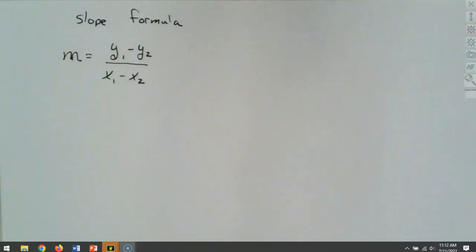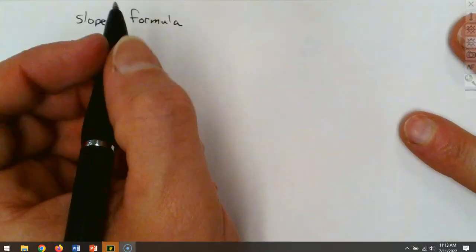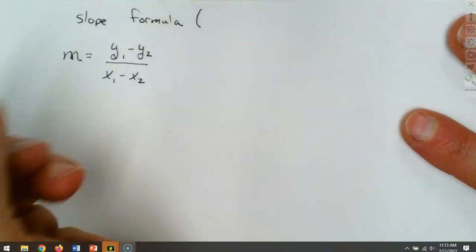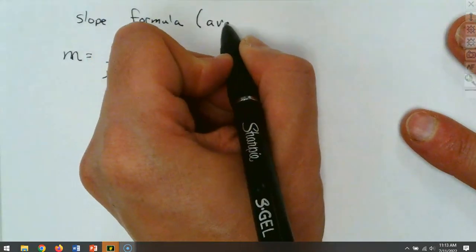We're going to do 2 of these where we just use our points, and then we're going to do one of them where we look at a graph. And we use that graph to find the slope. And this is also called average rate of change. So the slope is also called the average rate of change.